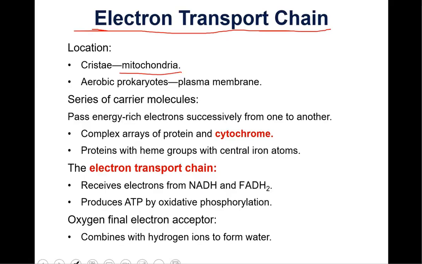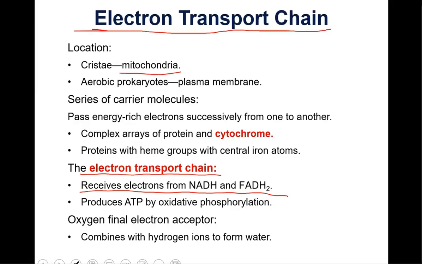And what it is, is a series of carrier molecules. Some are proteins, but they are carrier molecules, and the electrons come from the NADH and FADH2 molecules that were built up in the previous phases. So the electron transport chain receives its electrons from NADH and FADH2. NADH is produced in all the phases: glycolysis, the prep reaction, and the citric acid cycle produce NADH, but only the citric acid cycle produces FADH2.